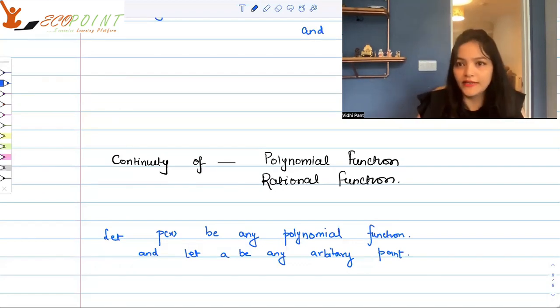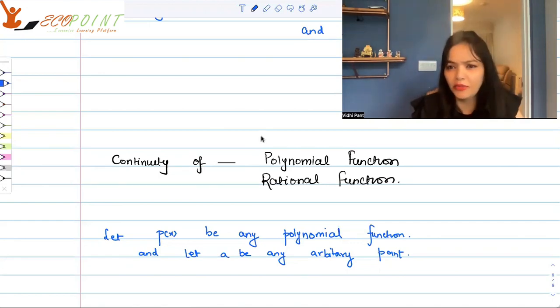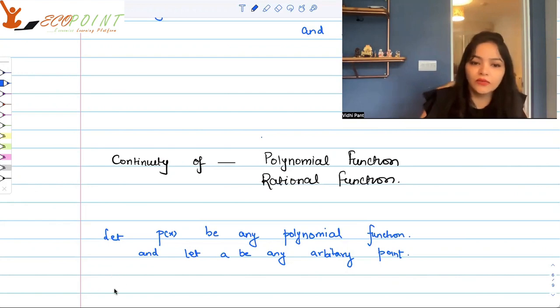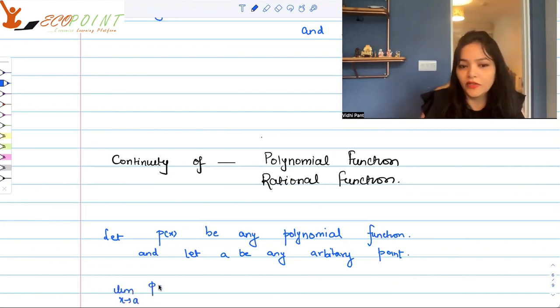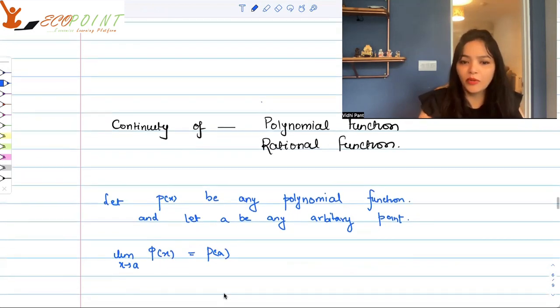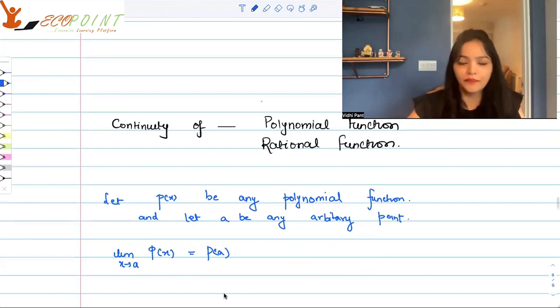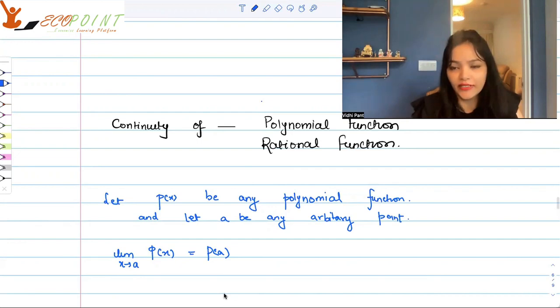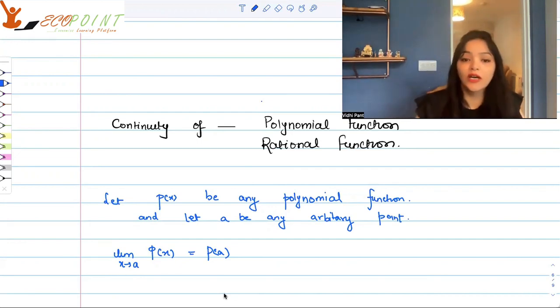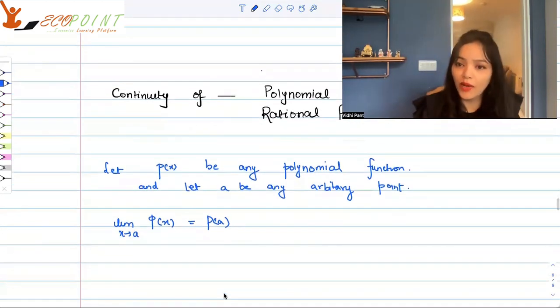Suppose P(x) is any polynomial function and a is any arbitrary point. If you see the limit as x tends to a of this function P(x), it will always be equal to P(a) because it's a polynomial function. You can just put the value of x and get the limit, right? You just need to substitute. And this is the reason why a polynomial function will always be continuous. It is always continuous in nature.